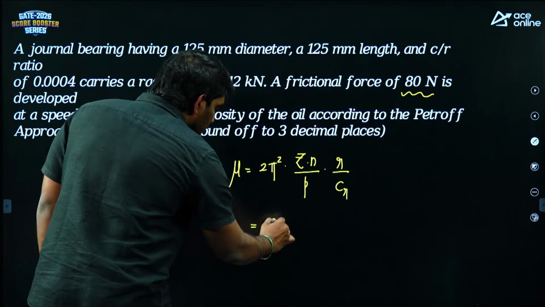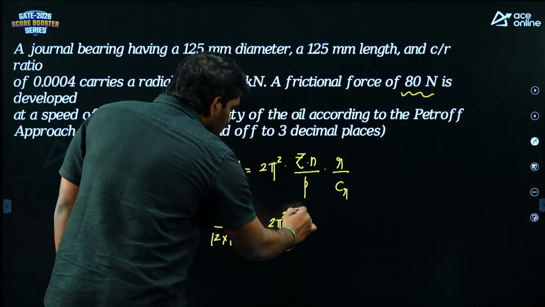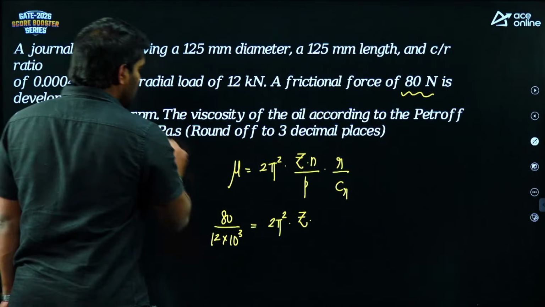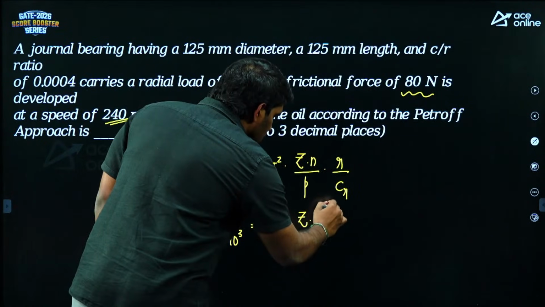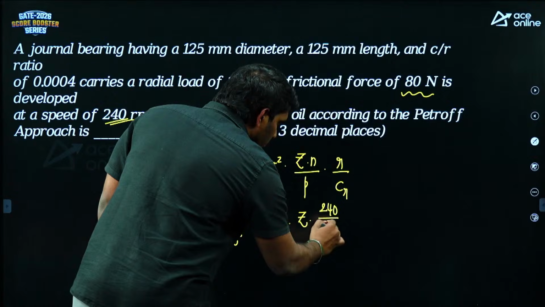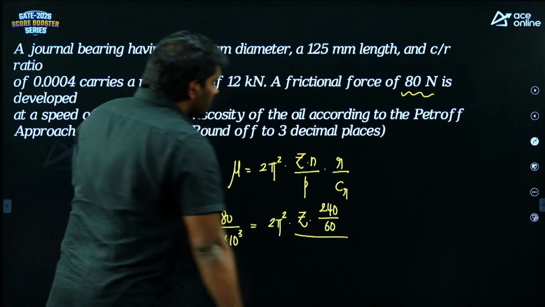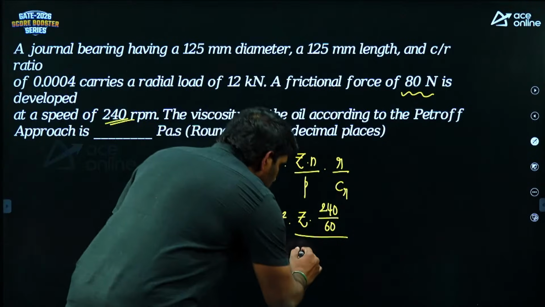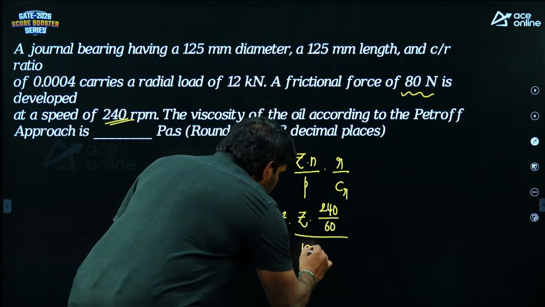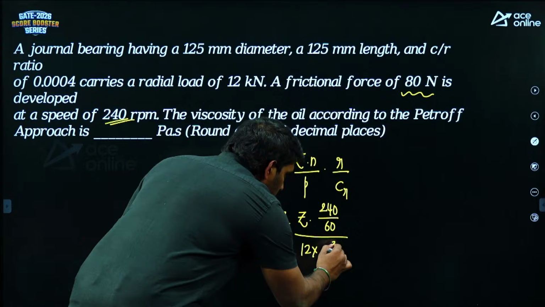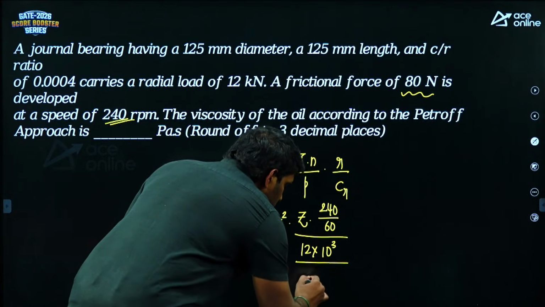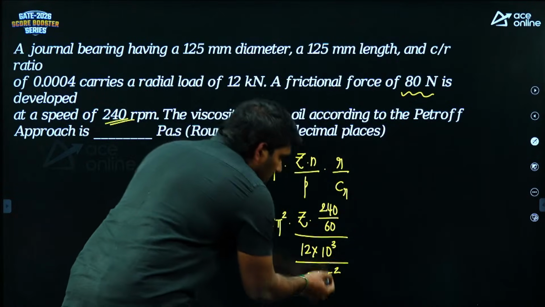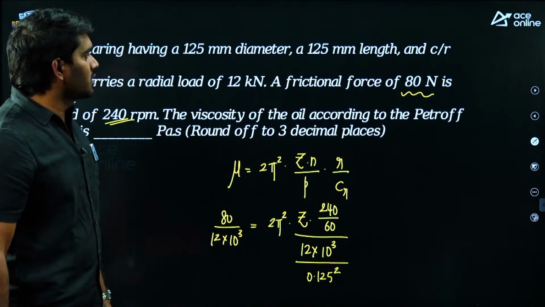2 pi square into Z, which we need to identify. N value is 240 divided by 60, divided by, is the value of pressure mentioned? No, the value of pressure is also not given. So I can write this as 12 into 10 cube divided by 0.125 square. I can send this 0.125 square to the top.